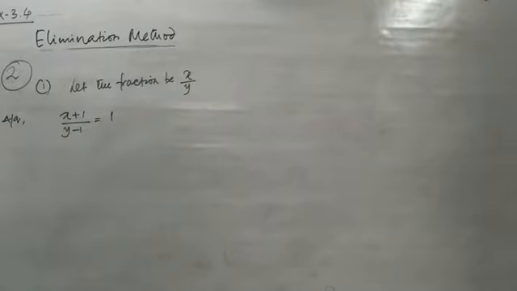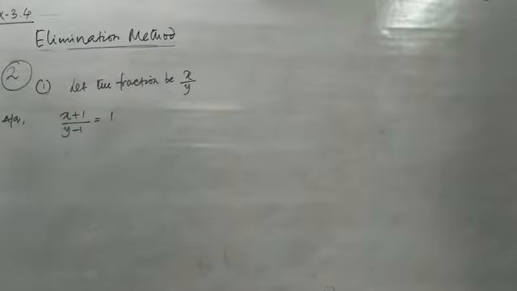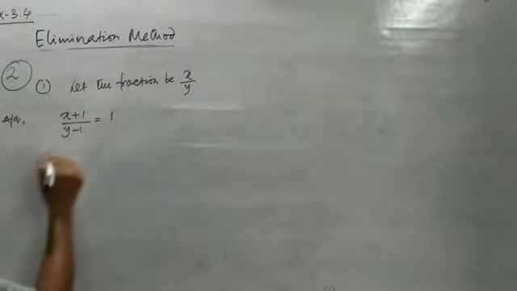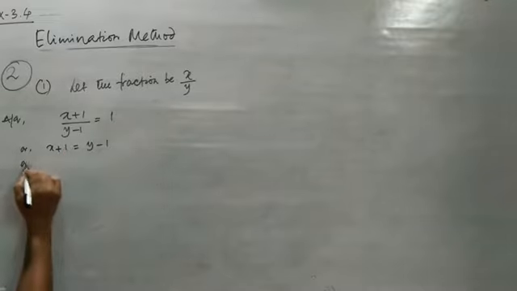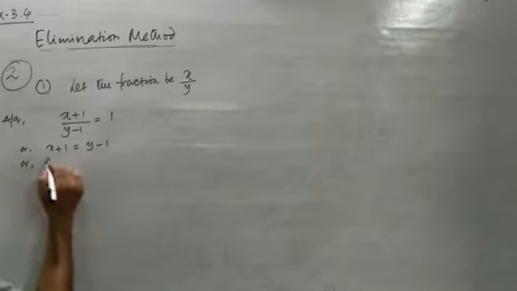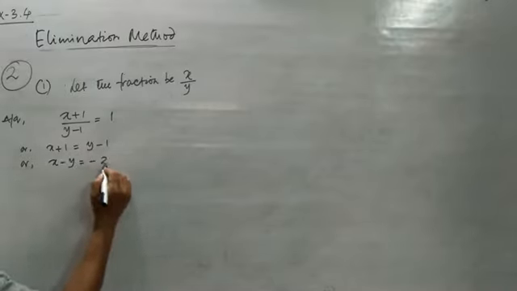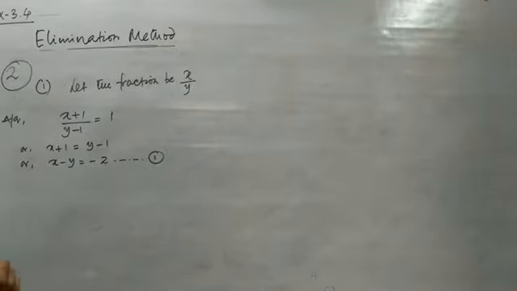So x by y is our fraction. We have added 1 to the numerator x and we have subtracted 1 from the denominator y. Then the fraction becomes 1, or x plus 1 is equal to y minus 1, or simply you see x minus y is equal to minus 2. This is your equation number 1.